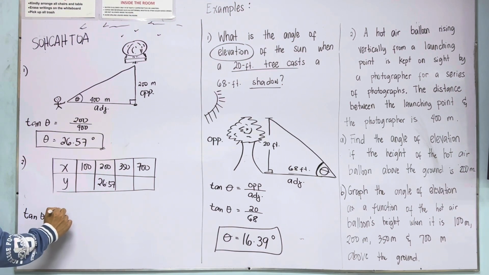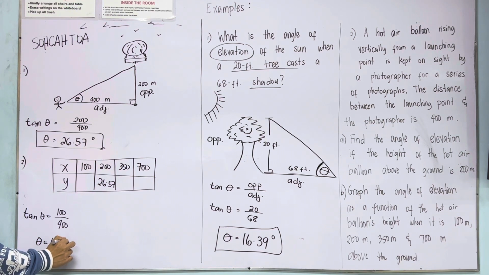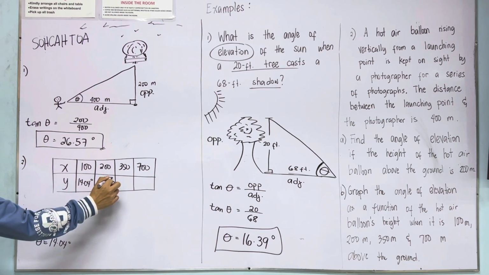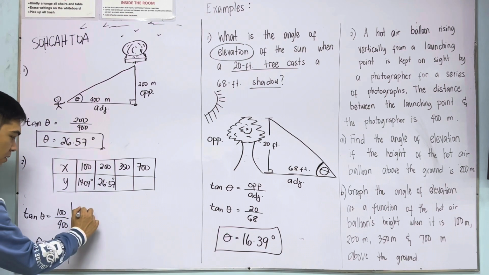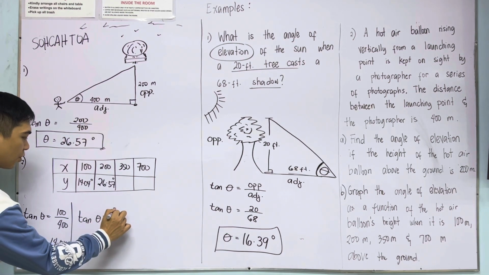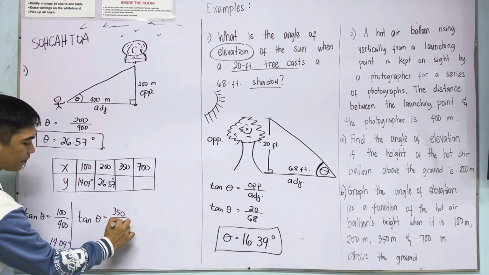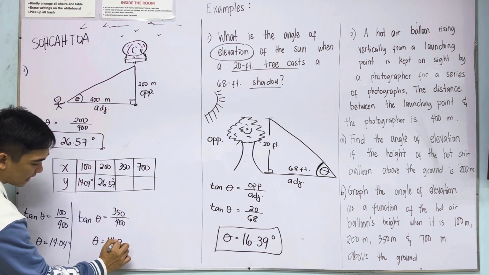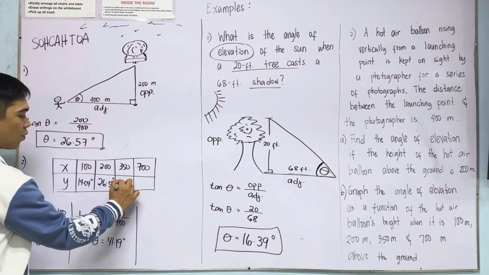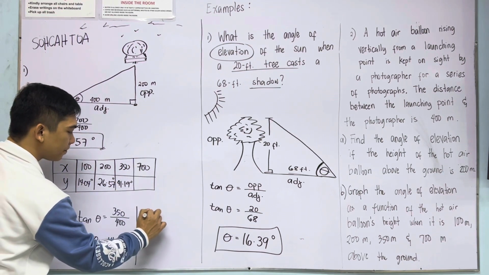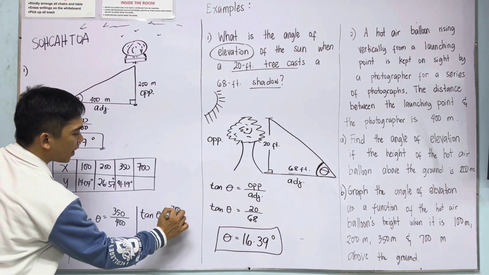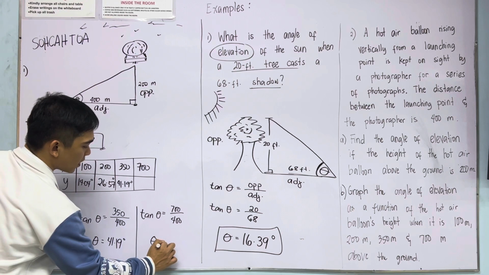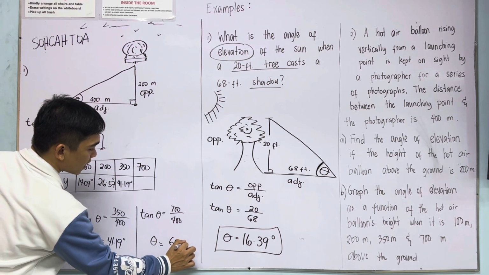Kunin naman natin, pag yung height daw naman ng hot air balloon ay 100. So, magiging 100 over 400. So, anong theta natin? 14.04 degrees. Kapag 350 over 400, theta is equal to 41.19 degrees. And lastly, 700 over 400, 60.26 degrees.